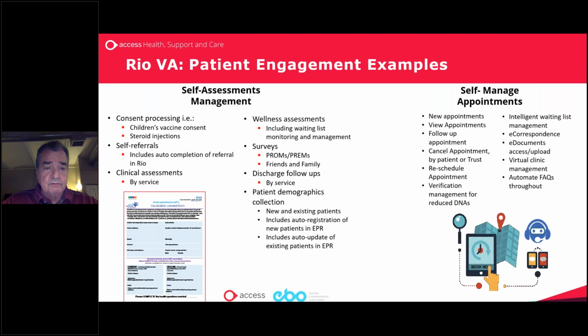Under the appointment side, the system can allow for booking new appointments, viewing appointments, follow-ups, et cetera, canceling appointments, as well as having a verification management capability to reduce DNAs, so we can send out pre-configured text messages ahead of the appointments for them to acknowledge and confirm, et cetera, all the way through.